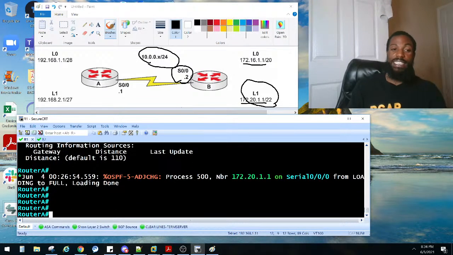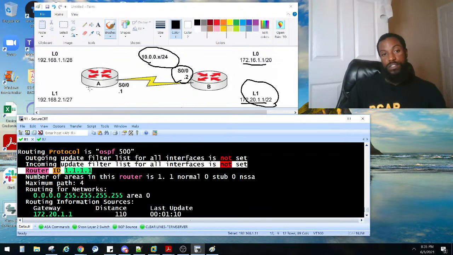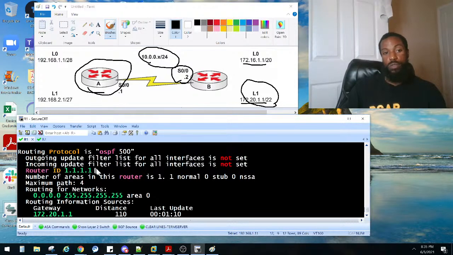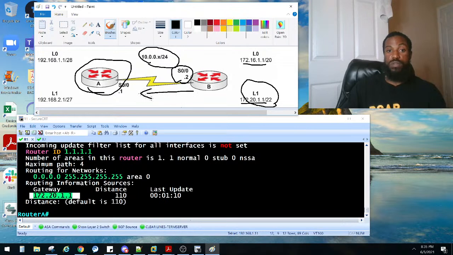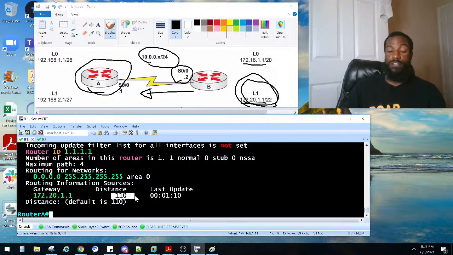So let's see more information about our neighbors. Let's do show ip protocols real quick. My router ID, this is from his vantage point, Router A. My router ID is 1.1.1.1. We're routing for these networks. This is a routing information source. So when I'm learning OSPF routes, I'm getting routes from that guy. What's his router ID? 172.20.1.1. Administrative distance by default for OSPF is 110.